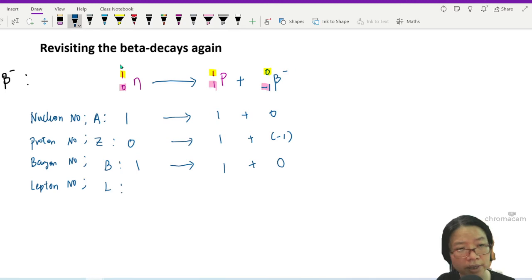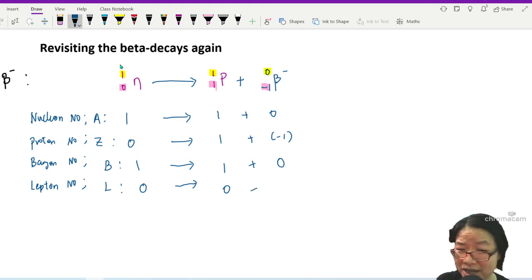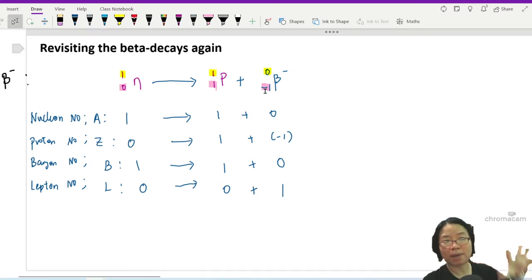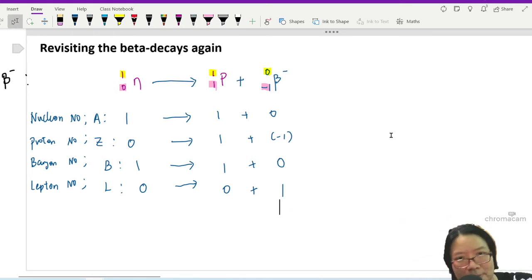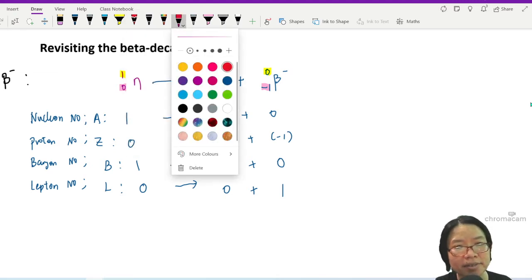Okay, so when you think about lepton number, neutron is not a lepton. Proton is not a lepton. But our beta minus, which is actually an electron, is a lepton. So it is not balanced. If you just keep your beta minus decay equation like this, we already know the problem because it's not balanced. We know that there has to be another particle at the back to balance this.